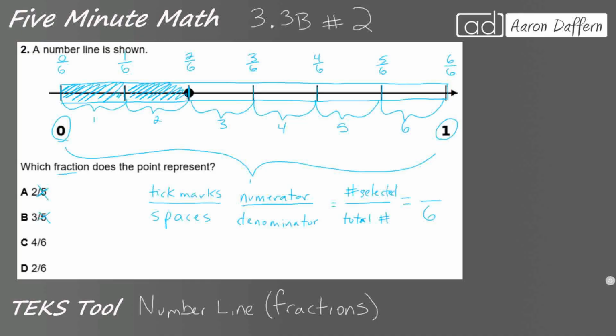Now, some might choose 4/6 because they're counting from the right over. They're counting from 1. That's obviously not what we do. Our answer here is D, 2/6.